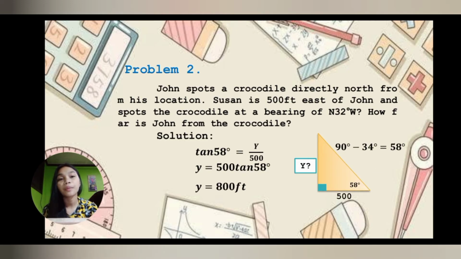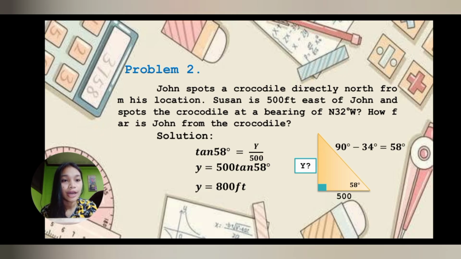Another example. John spotted a crocodile directly north from his location. Susan is 50 feet east of John and spotted the crocodile at a bearing of north 32 degrees west. How far is John from the crocodile? So we have here our formula to solve the equation. All we need to do is to find the angle first in the triangle. So 90 degrees minus 32 degrees is equal to 58 degrees. That is our angle measure.